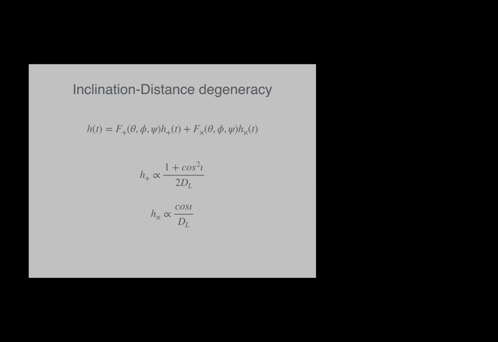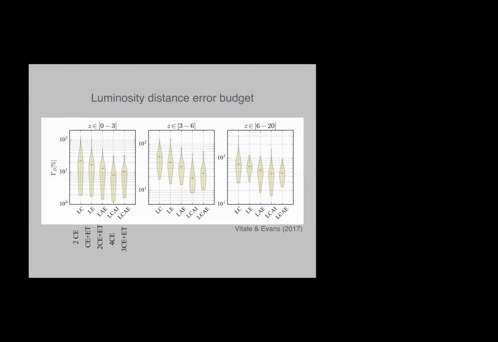Now, you play this game for black holes, and you discover that the distance uncertainty for low redshift black holes is on the order of 20% median, if you have two, for example, like Cosmic Explorer and Einstein Telescope working together. But it really blows up if you go to higher redshifts. It's going to be 100% uncertainty in distance. And so therefore, it is completely useless.